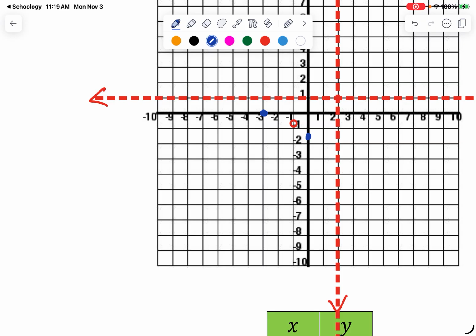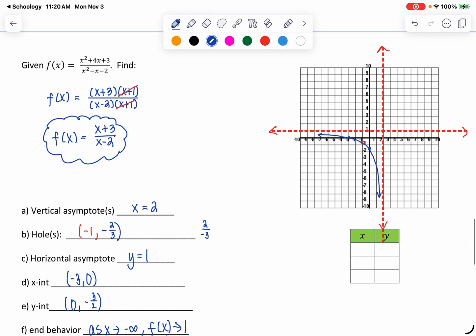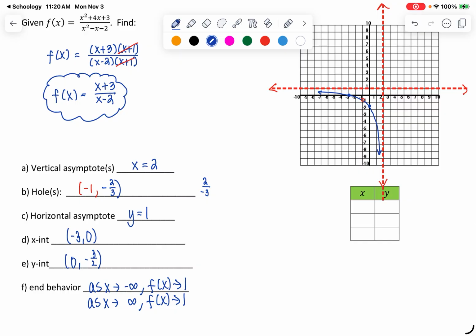So I'm going to draw closer and closer to the asymptote. Make sure you're skipping over that hole. Closer and closer to the asymptote. And then now I need to get a point to the right of the vertical asymptote. So I'm going to plug in 3 and possibly 4.